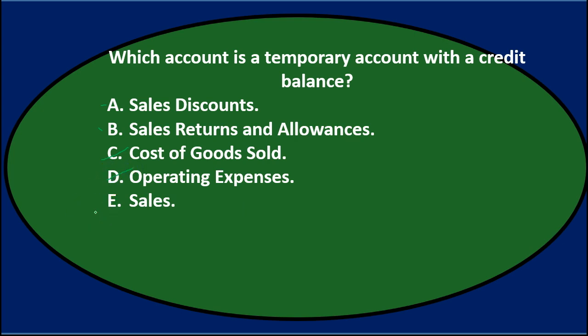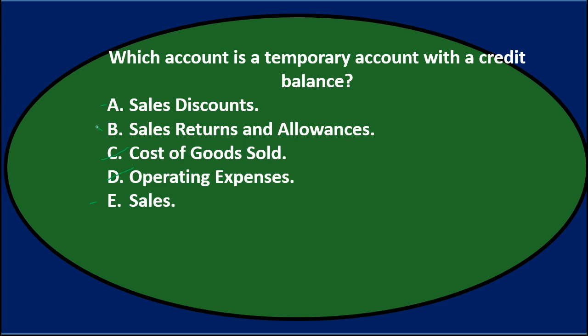And then sales. Sales is our income statement account. That's our income account, and we know that income accounts have credit balances. So this one is on the income statement, it's temporary, and it has a credit balance. That sounds pretty good. I'm going to go through these one more time, and we'll cross these out. We're left with A, B, and E. Question once again, which account is a temporary account with a credit balance? A, sales discount, B, sales returns and allowances, or E, sales.